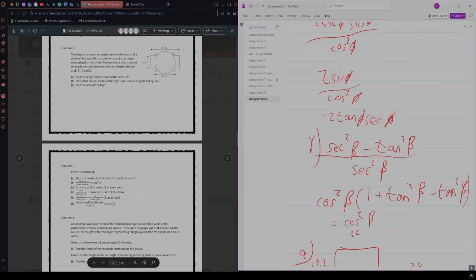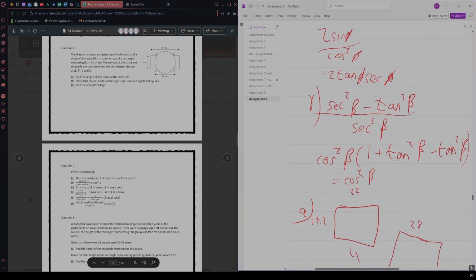Next question, it is difference of 2 squares. I think what I did here is I factorized cos out. So 1 over sec squared is just cos squared, so that turns there. And then sec squared is just 1 plus tan squared, so it's cos squared times 1 plus tan squared minus tan squared. The tan squareds cancel out, you just get cos squared beta, and that's your answer.